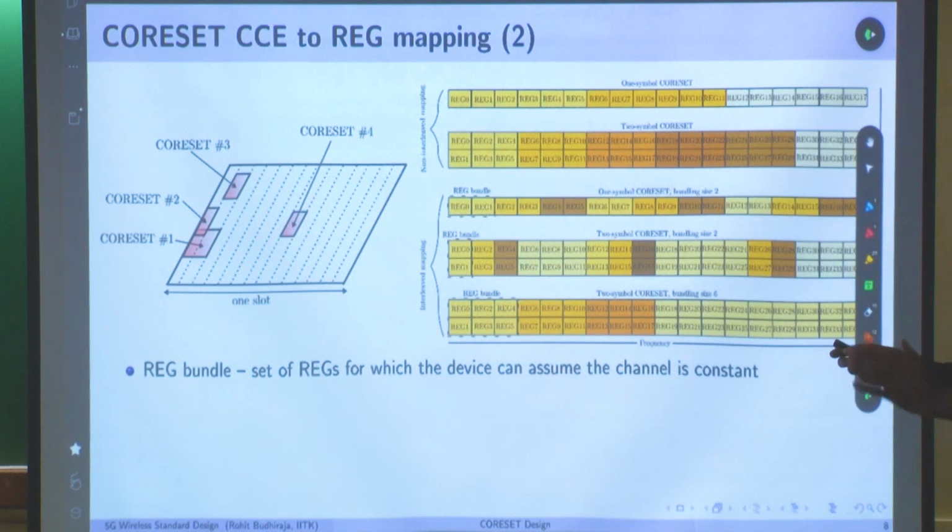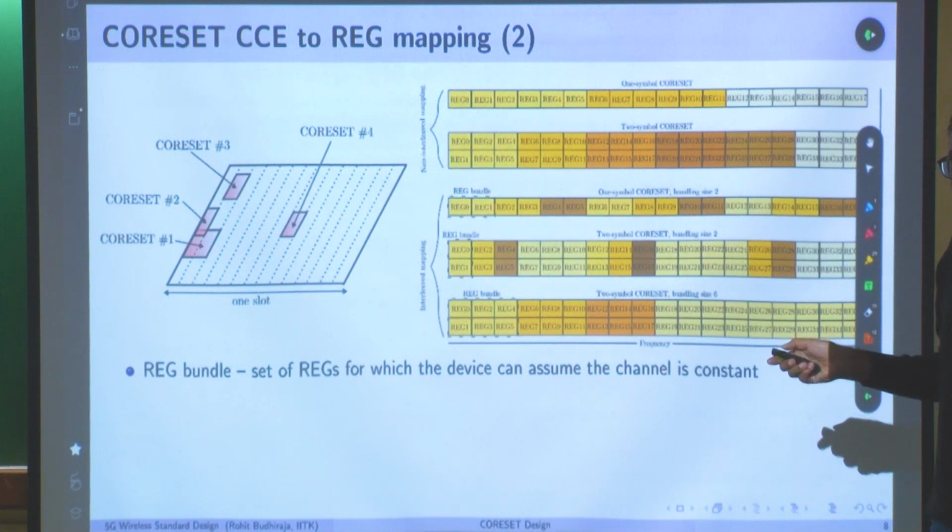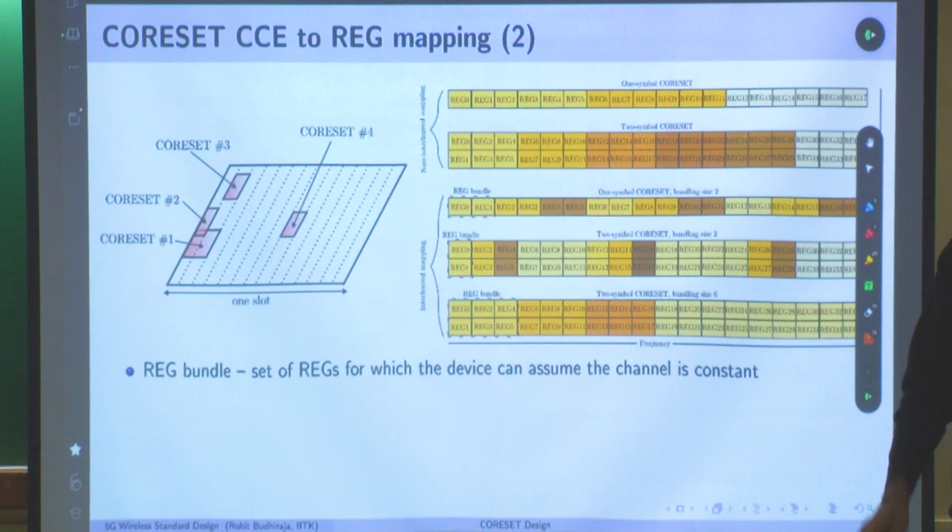And the reason why you are doing this, I have already told you: in a bundle the channel is at least constant, because they are two contiguous PRBs. Over those PRBs the channel is at least constant, but it changes across bundles. This is the second bundle. So it changes across bundles, that's an assumption which can be made by the user, and then it can process data accordingly. For example, if the channel is constant here, it doesn't have to estimate for all REGs, it estimates in the beginning and then uses it for processing.